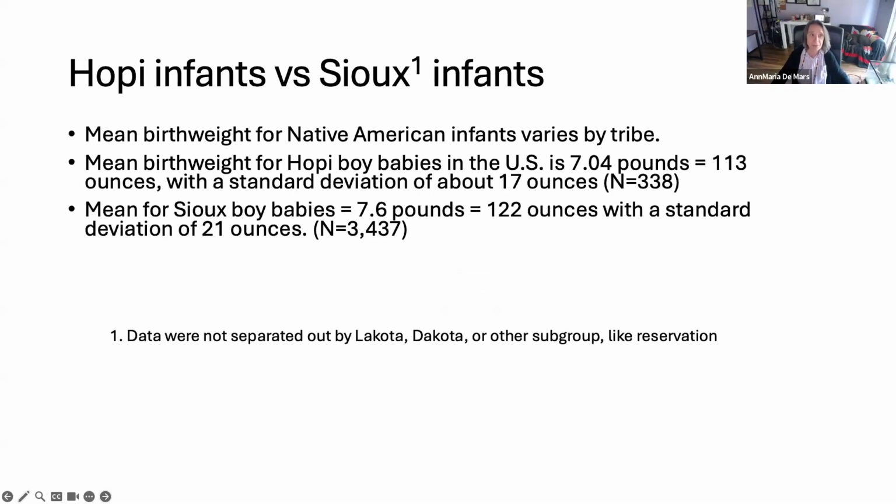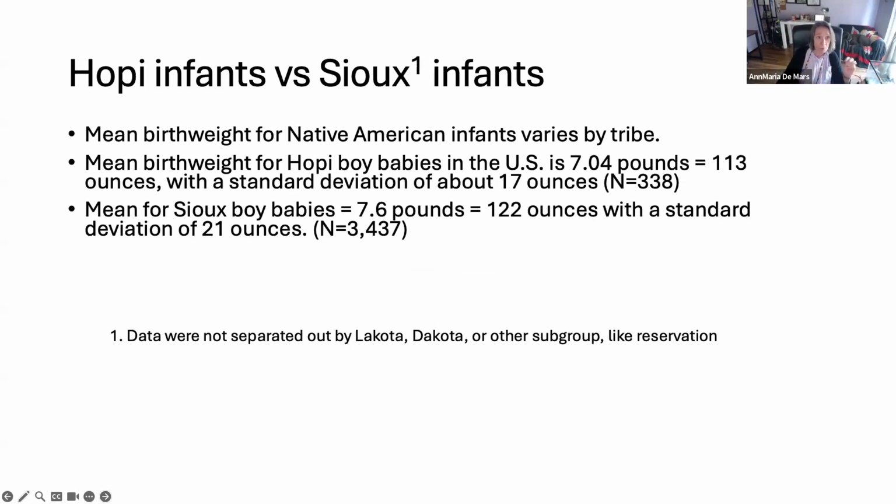We talked about that previously. Let's look at a real life example, the Hopi infants versus Sioux infants. Now, this was a study done quite a while ago. They did not separate out Lakota, Dakota, or separate out by reservation. So they have at least recognized that not all Native Americans are the same. And one of the differences might be that there is a mean difference in birth weight. They specifically looked in this study at the mean birth weight for Hopi baby boys and a bunch of other groups. But they looked at boys versus girls separately because they had different mean birth weights.